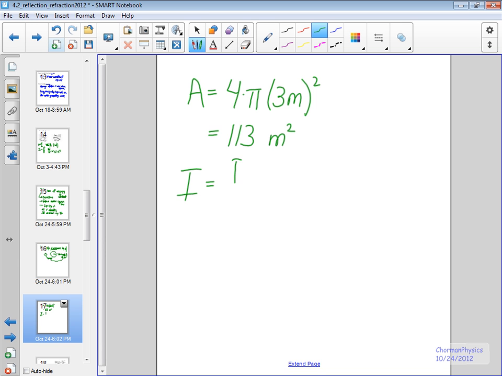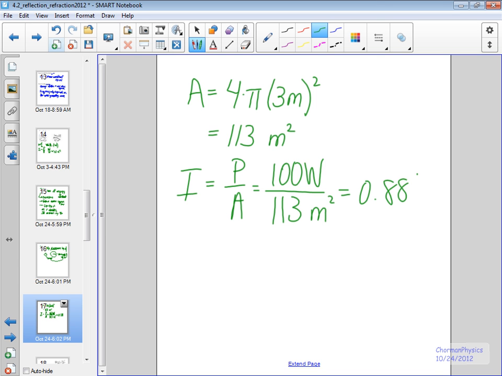Okay, with that now, we're just going to do power divided by area. 100 divided by the area here, and that's going to give us 0.88 watts per meter squared, right? And that is the intensity.